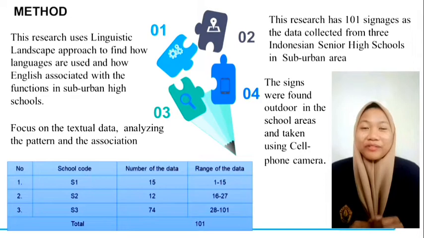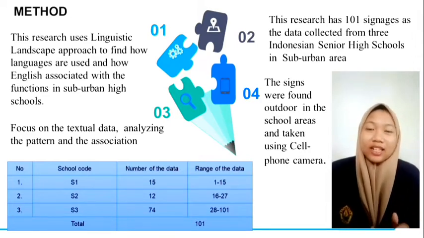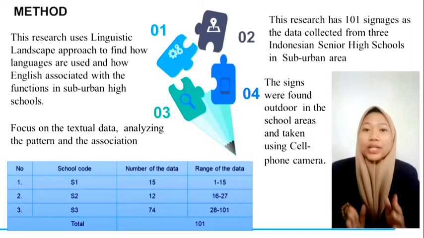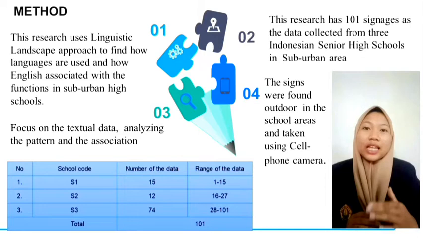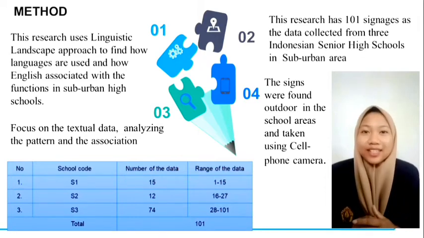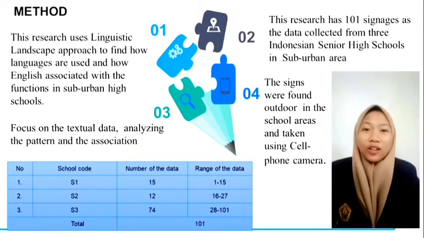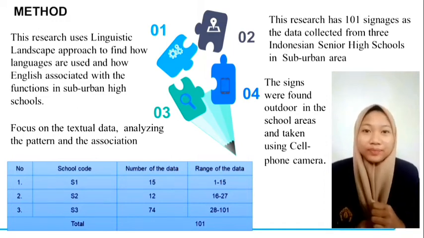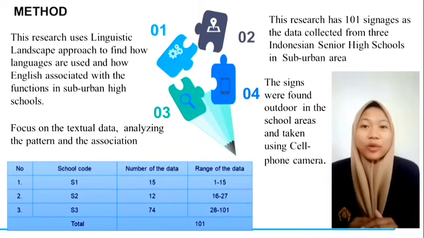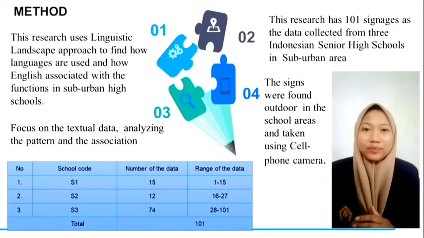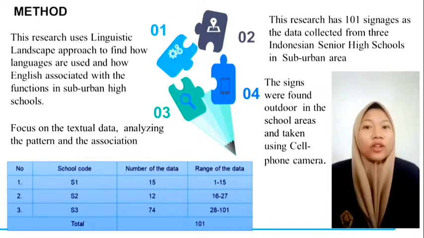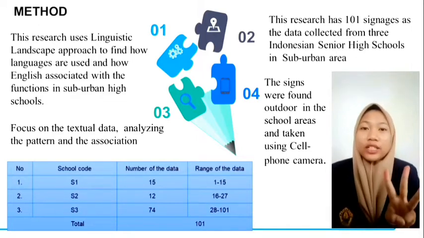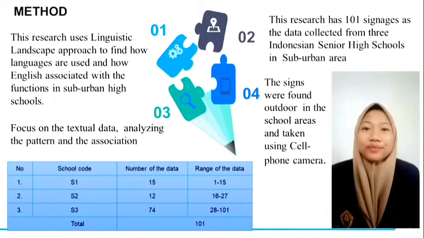Based on the signage, we focus on the textual data, analyzing the pattern based on the language present in the signage, and also the association by interpreting the language used in the school signs socioculturally. All of the signs were found outdoors and taken using a cell phone camera. For the detail, the number of the data is shown on the table. From S1, we found 15 data. From S2, we found 12 data. From S3, we found 74 data.